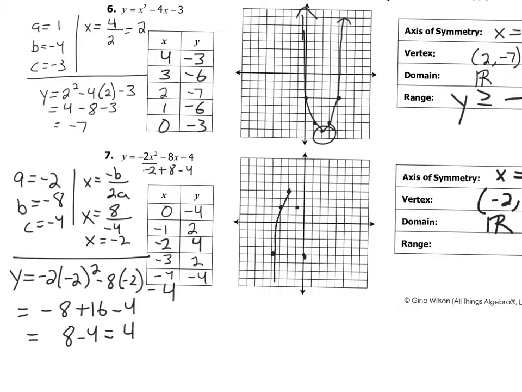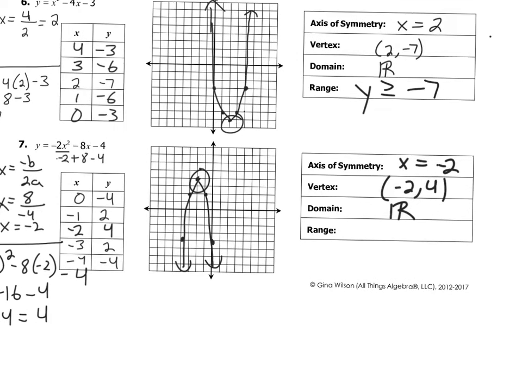Your parabola is opening downwards. That means this is going to be a maximum. And that means our range is going to be less than or equal to whatever that y value of the vertex was, which was 4. So y is less than or equal to 4.